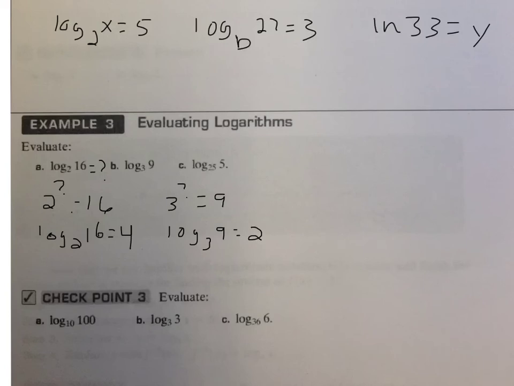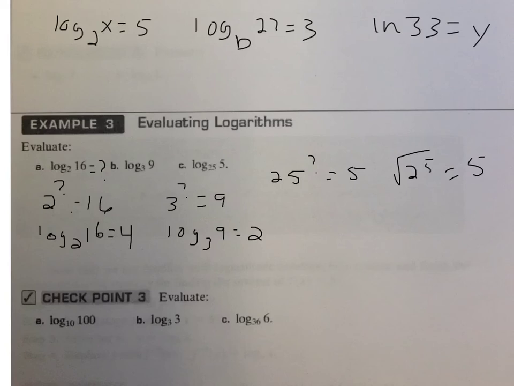And this is the tricky one. Log base 25 of 5. So that would be 25 to what equals 5? Well, the number's getting smaller. We've got to think of something we can do to that 25 to make it come down to an answer of 5. If you think about it, it would be the square root. The square root of 25 equals 5. So we've got to take the square root somehow.